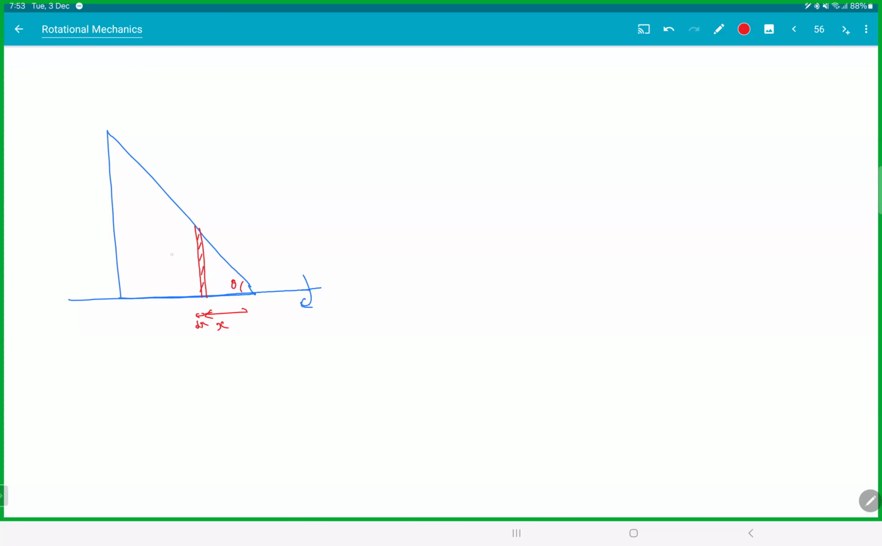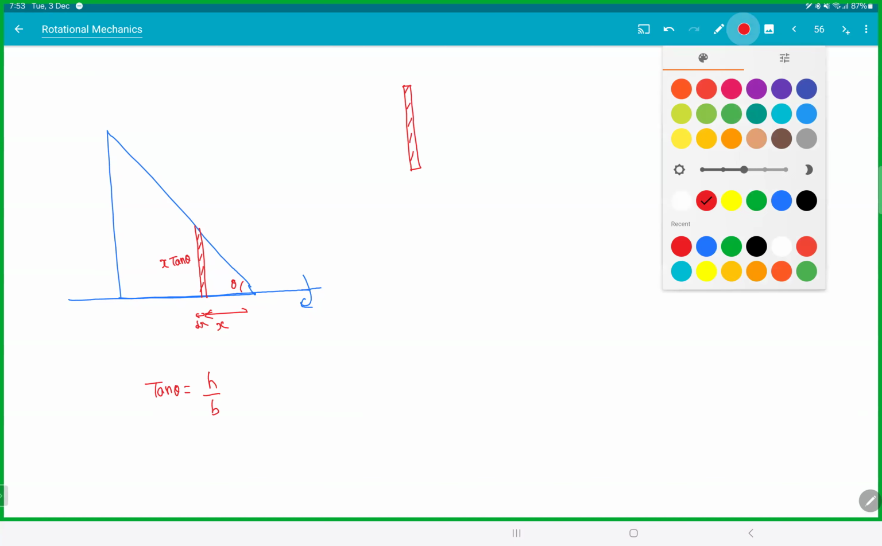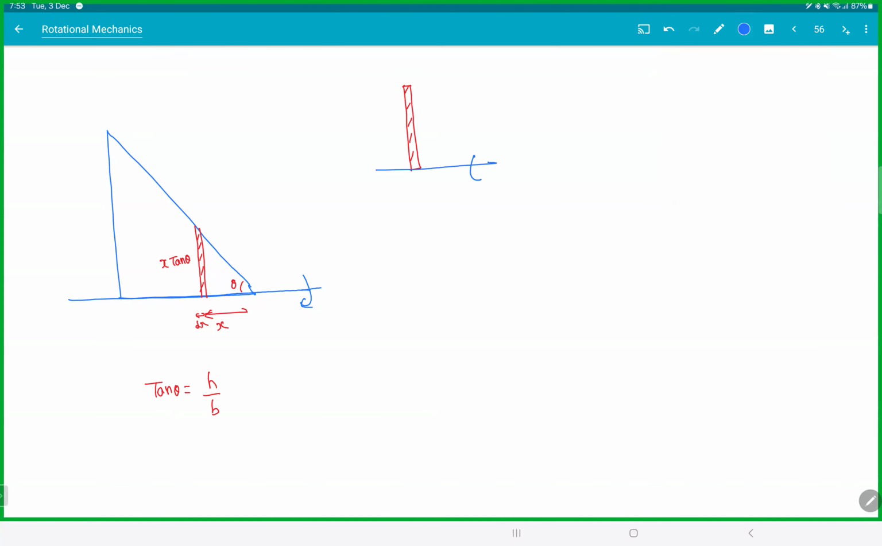Now, if this is theta, this length will be x tan theta. And what is tan theta? Tan theta is h by b, the height by base. So we got this thin rod. This is your axis of rotation. This thickness was dx, and this length was x tan theta. So it's a small rectangle.